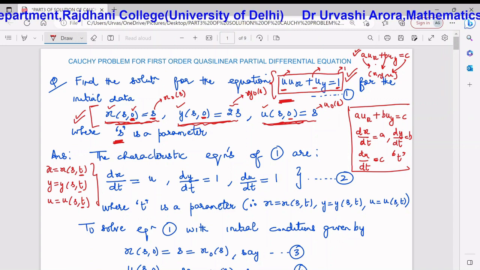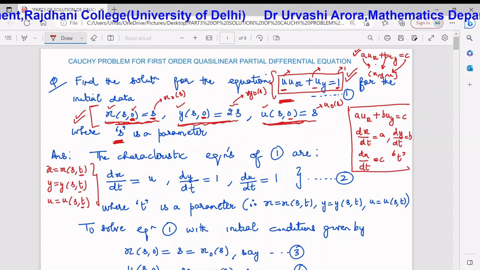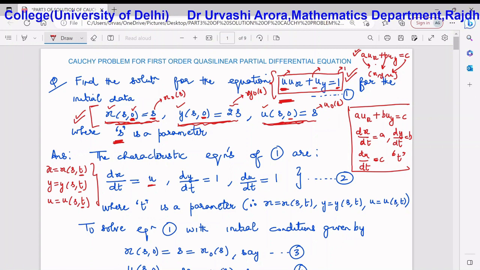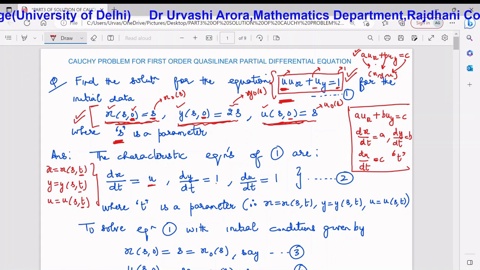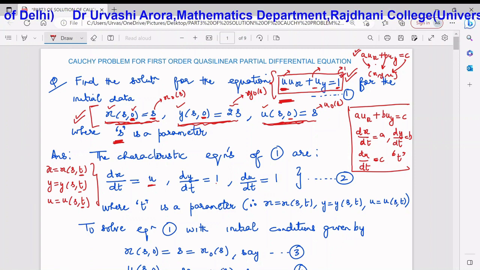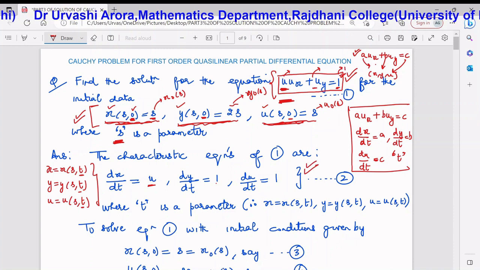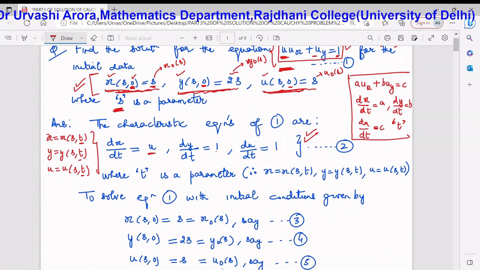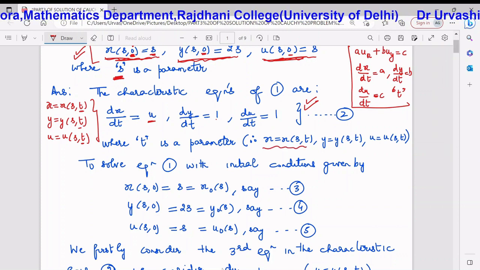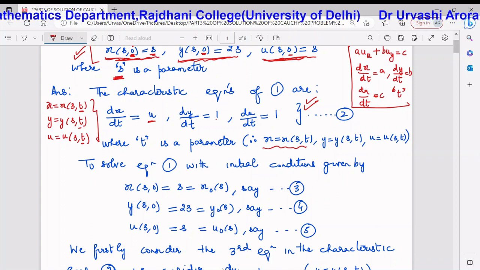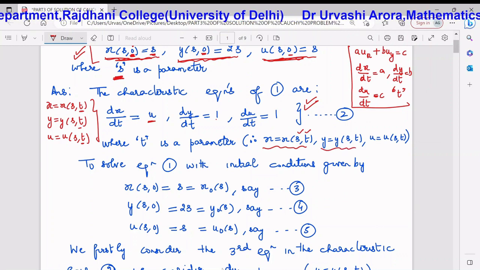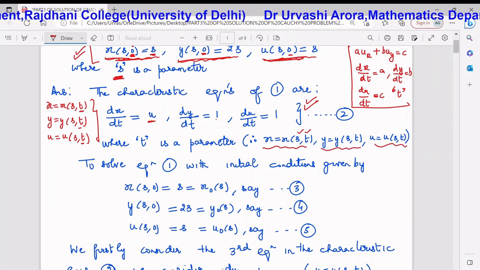Now here the characteristic equations are therefore dx by dt is equal to a, the coefficient of u_x, which in this case is u, then dy by dt is equal to b, the coefficient of u_y, which is 1 in this case, and du by dt is equal to c, whatever you have on the right hand side, which here is 1. So these are the characteristic equations in parametric form, which we are marking as 2. And t is a parameter, and you have to remember that in this case x will be a function of the two parameters s and t. s was already occurring in the Cauchy conditions, and t is the parameter which comes in the characteristic equations. y is also a function of s and t, and u is also a function of s and t.